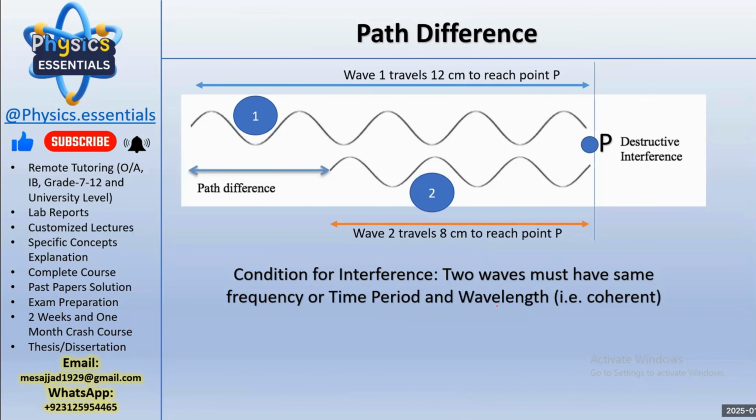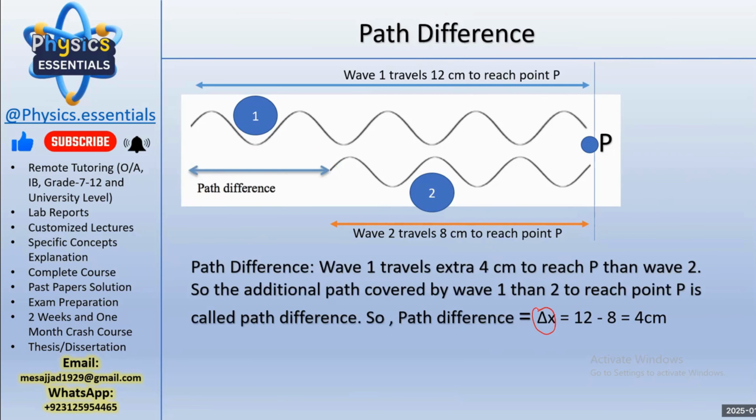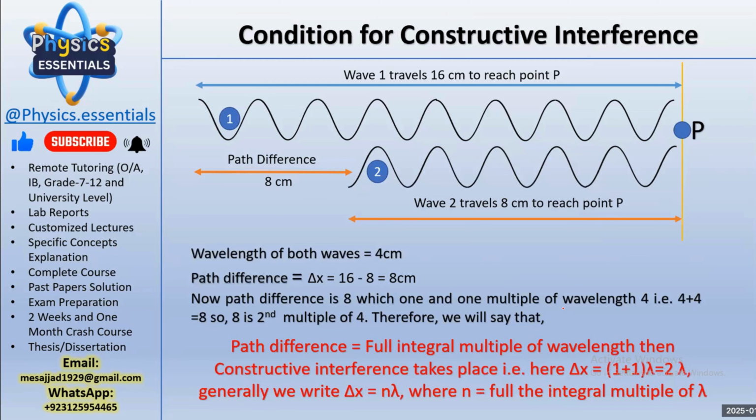What is path difference? For example, wave 1 is moving from some point to a point P, and wave 2 is also trying to reach point P. But wave 1 is traveling 12 centimeters and wave 2 is only traveling 8 centimeters to reach point P. So what is the additional path that wave 1 is covering? Wave 1 is covering an additional path of 4 centimeters, which is called path difference. And we denote that path difference as delta x. So all you need to do is subtract the shorter path from the bigger path and you will get the path difference. Okay. So what is the condition for constructive interference or destructive interference?